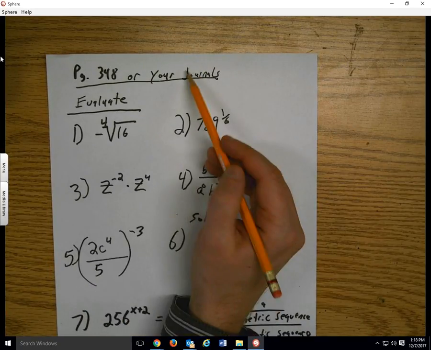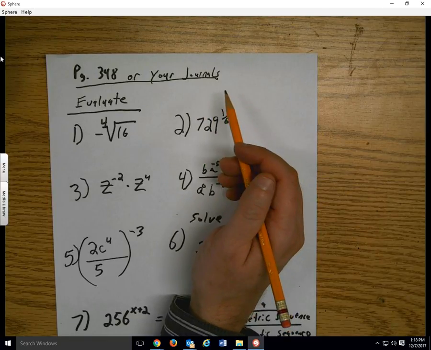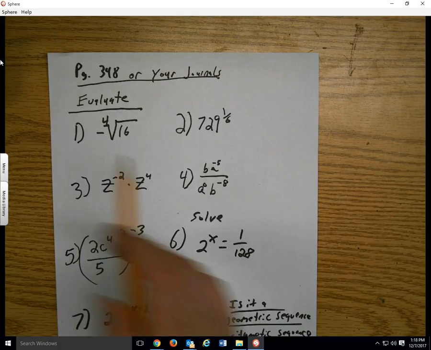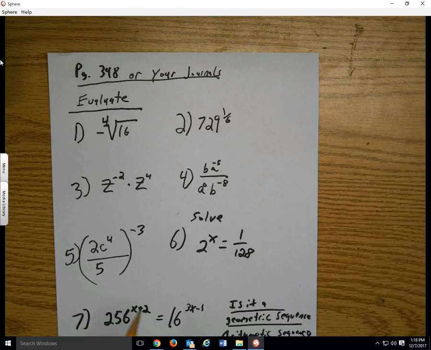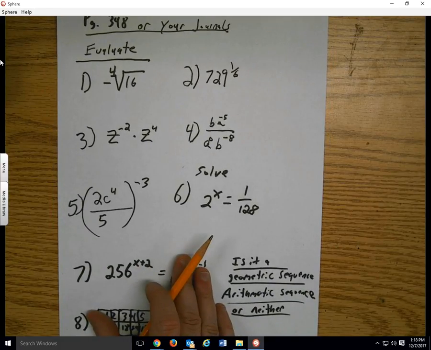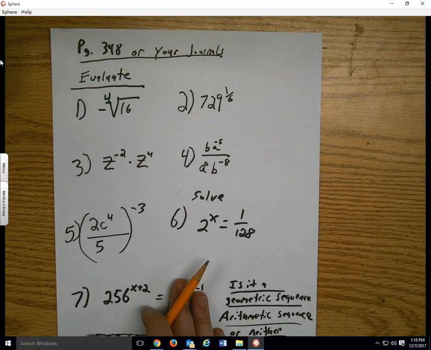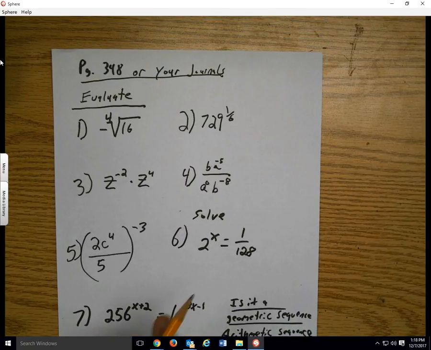Also, your journals have really good notes. There might even be 1 or 2 questions from the final that I snuck into the journal. So review your journals. If you know how to do that stuff, you'll do fine. So these are 8 questions that I found that are representative of, I would say, about 80 to 90% of that whole test. So if you can do these 8 problems, you're good. I'm going to work them out with you right now, though.